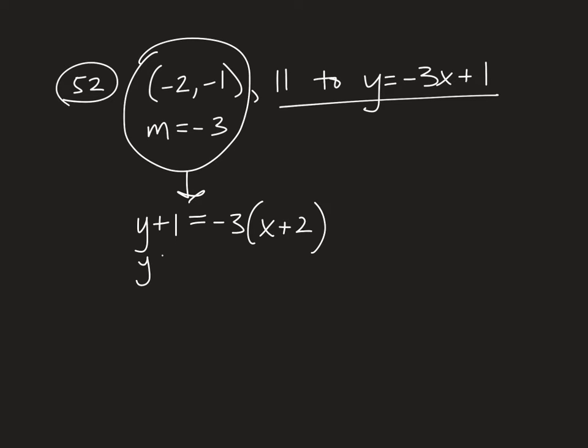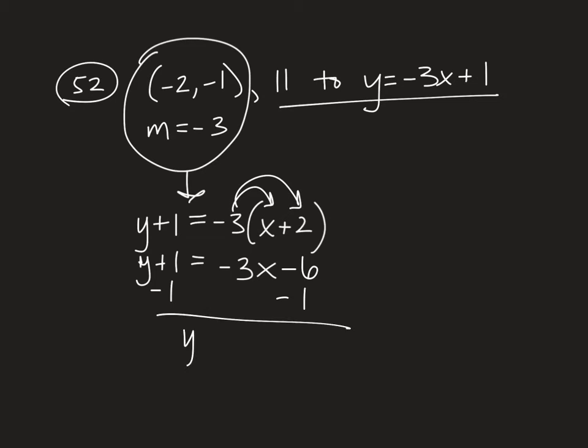And then what we can do is distribute, because we need to solve for y, since all of our answers are solved for y. So we'll distribute our negative 3, and then we'll subtract, oops, and I made an error. Look at that. I did not correctly distribute the negative 3. So that needs to be minus 6 instead. There we go. So I distributed the negative 3, like I said, and then we'll subtract 1 from both sides. So we'll be left with y equals negative 3x minus 7. Now that answer choice is B.